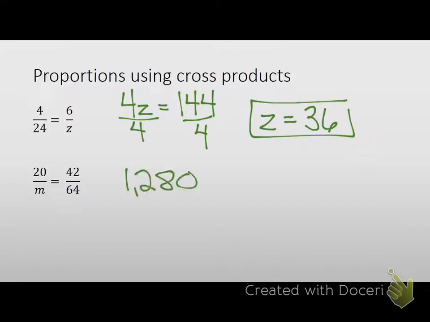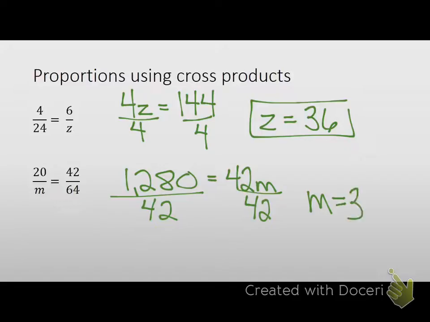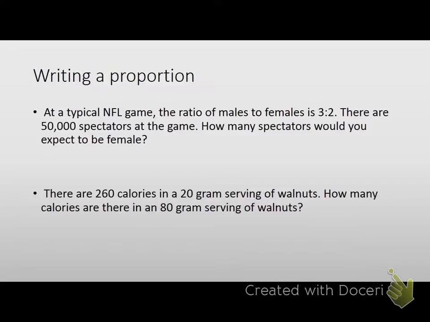Now, second one, 42m equals 1280. What do I divide both sides by? 42. M equals 30.5. All right, you've got a couple word problems on your test tomorrow. I have given you the same setup that you will see on your test tomorrow. It's just different numbers.